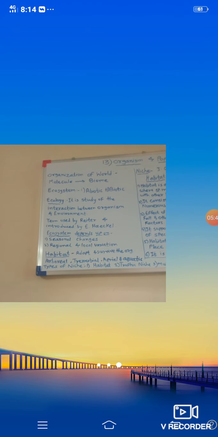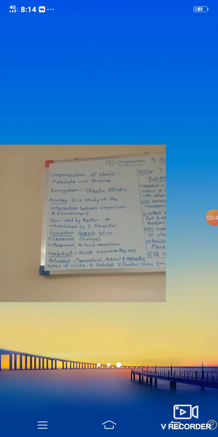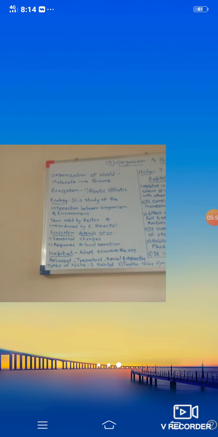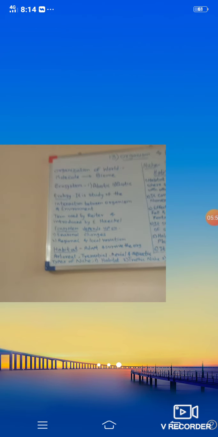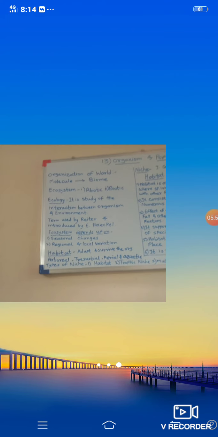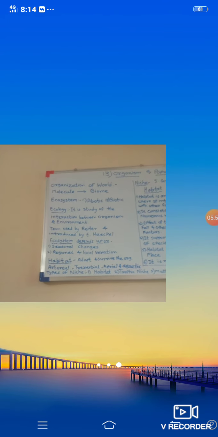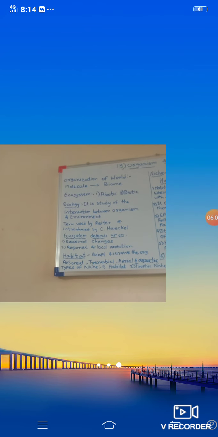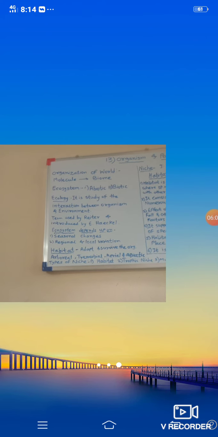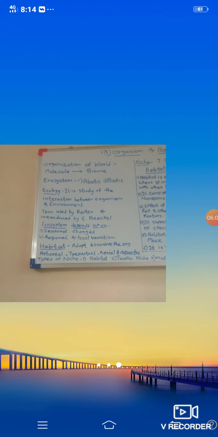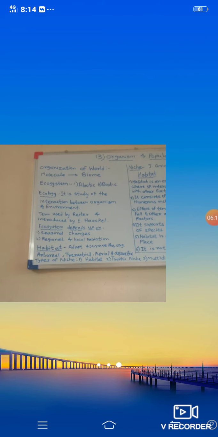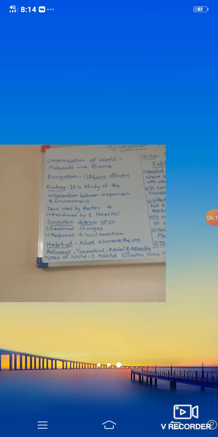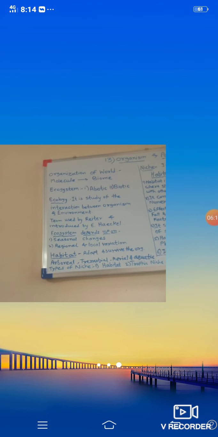a large regional terrestrial unit limited by a specific climatic zone, having various vegetations of the zone. Plant communities and animal communities are present in that biome, and biodiversity is present in that biome. These terms are used in organism and population.